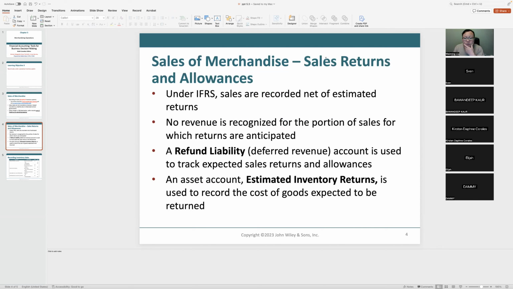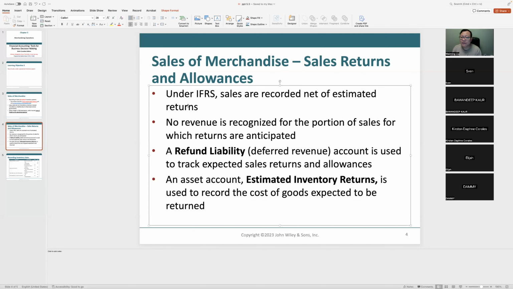And now you could have sales returns and allowances, okay? So under IFRS, sales are recorded net of estimated returns. So what does this mean, right? If you make $100 sales, and you know there are going to be some sales returns. If you see the lineup at Costco, right? When people buy, they change their mind. They will come to return the items, right?